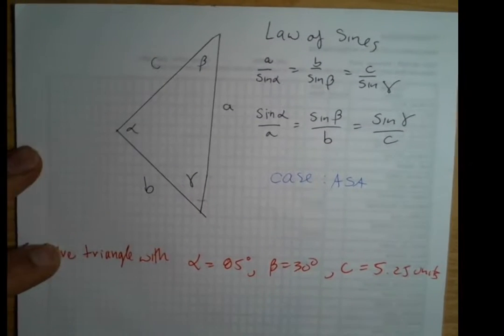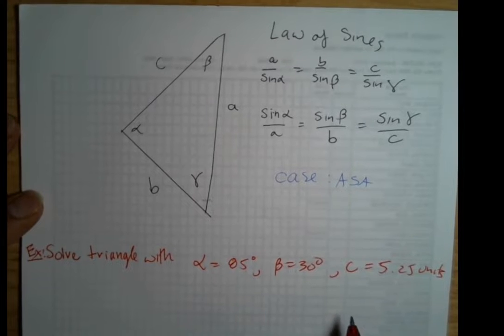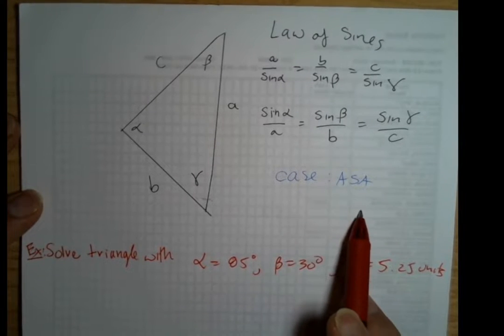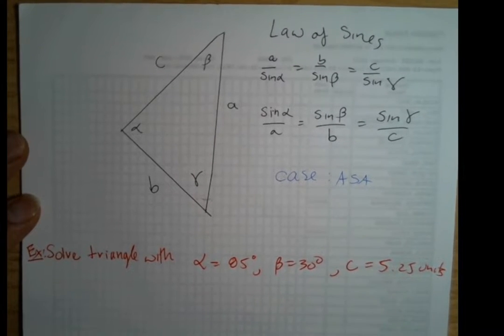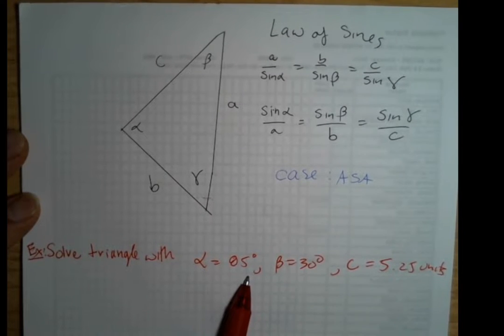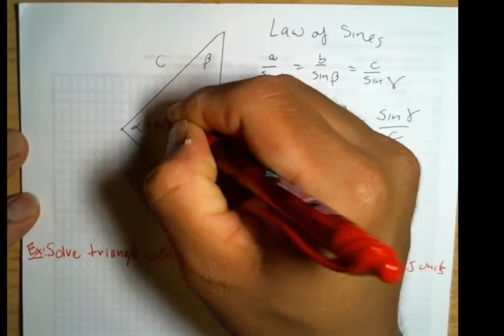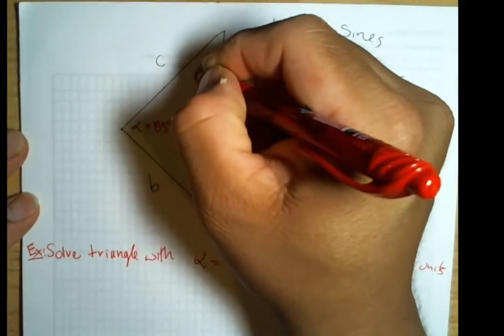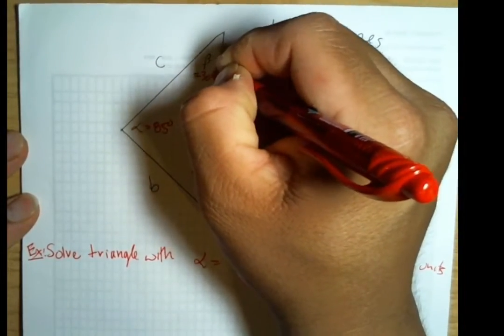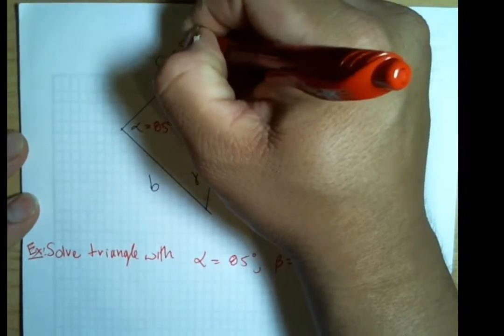Okay, so here we're going to go over an example. Again, still working with the law of sines. We're going to do case angle side angle. For example, here we're asked to solve the triangle with alpha equals 85 degrees. So I'll just label this out here. Beta equals 30 degrees. And C equals 5.25 units.